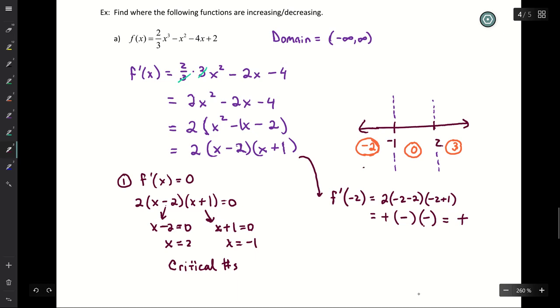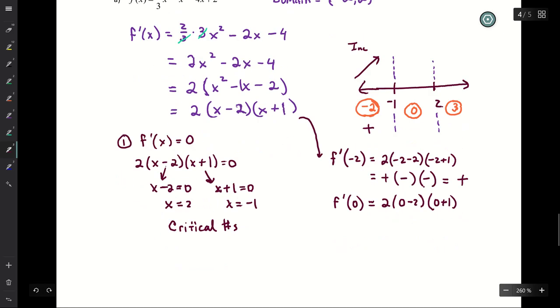Because this is positive, that means my function is going uphill in that region, which means it's increasing. So I put my sign in there that I figured out for the derivative at -2, and then I also draw my arrow. Make sure when you're doing increasing behavior, you start low on the left and go up to the right. Okay, now do the second test value. So f prime at 0. There we would do 2 times (0 minus 2) times (0 plus 1).